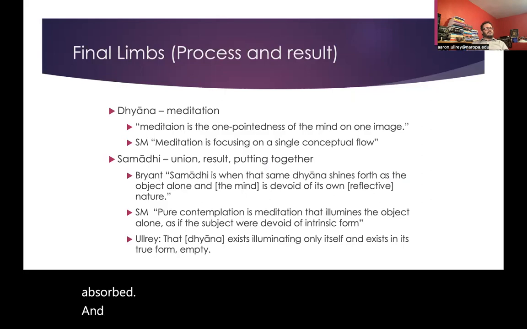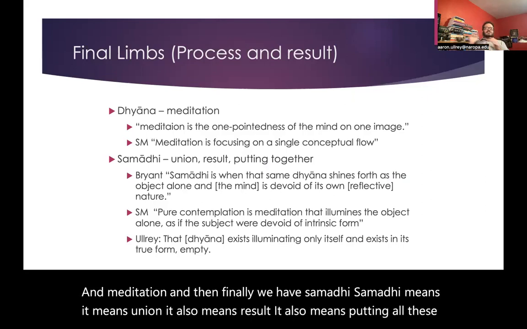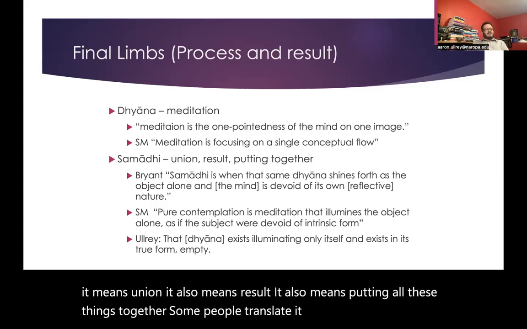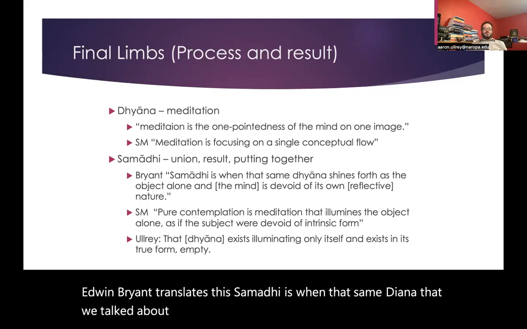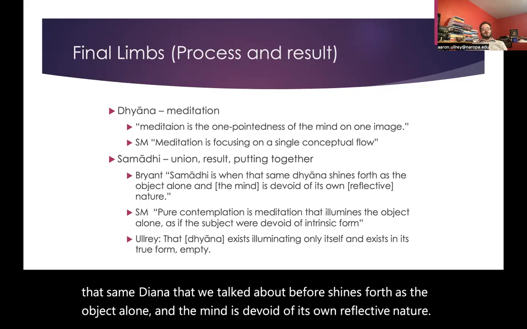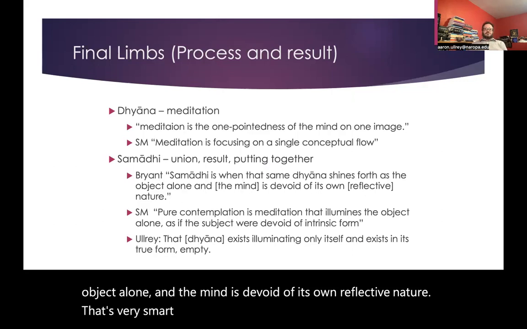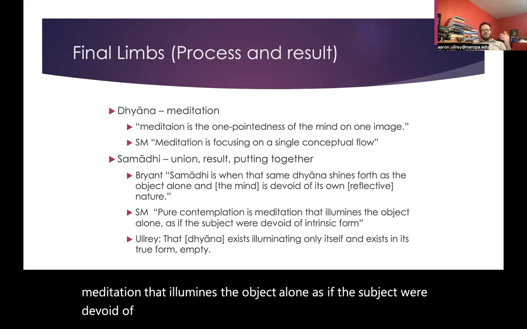And then finally, we have samadhi. Samadhi means union. It also means result. It also means putting all these things together. Some people translate it as enlightenment. So Edwin Bryant translates this: samadhi is when that same dhyana that we talked about before shines forth as the object alone, and the mind is devoid of its own reflective nature. That's very smart. Stoller Miller says, pure contemplation is meditation that illumines the object alone, as if the subject were devoid of intrinsic form. I don't know what that means.